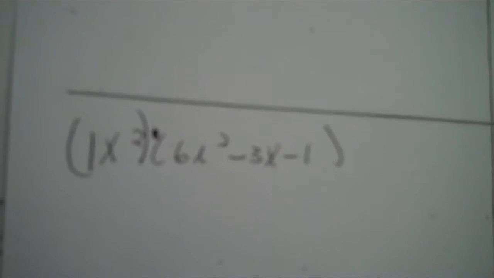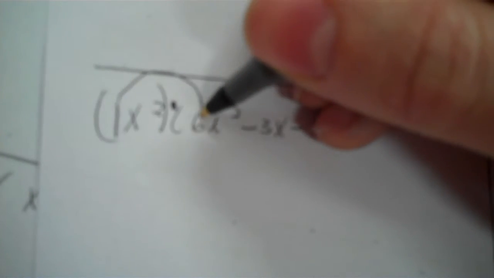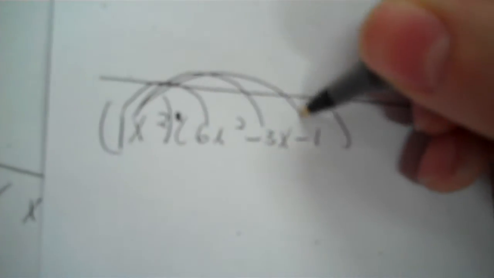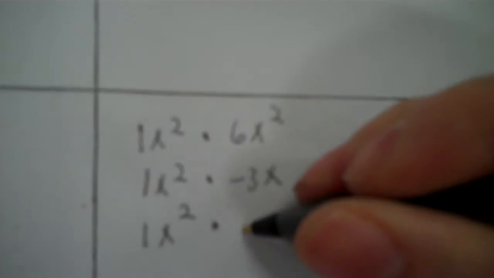Okay, next problem. I have a 1 multiplied by x to the second times, and then we're multiplying it by 6x to the second, negative 3x, and 1. So I go 1 to 6, 1 to negative 3, 1 to negative 1. So I write that 1x to the second down 3 times, because there's only 3 things to multiply it by. First by the 6 with its x to the second, then to the negative 3 with its x included, and then the negative 1.